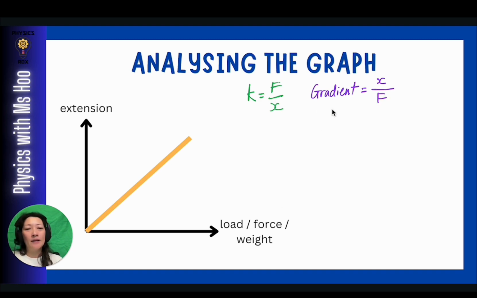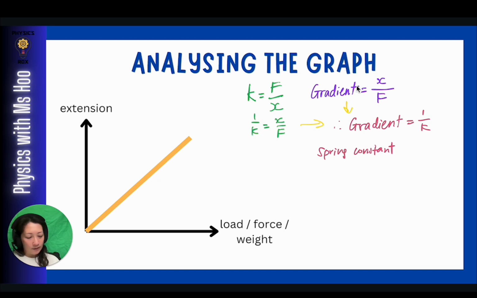As you can see, the gradient and k are actually inverse of each other. If we rewrite this formula to get what's on the right hand side to be the same, we would get 1 over k equals x over F. So now you can see these two are the same. Therefore, we can conclude that the gradient will give us the value of 1 over k, or 1 over spring constant. So if we wanted to calculate the spring constant k, we just need to get 1 divided by the gradient.